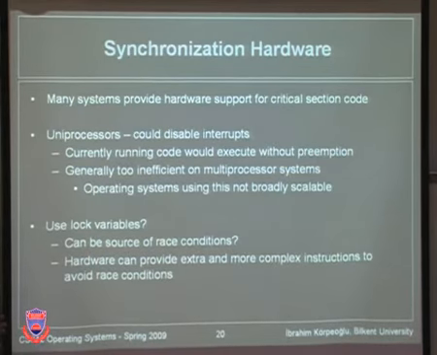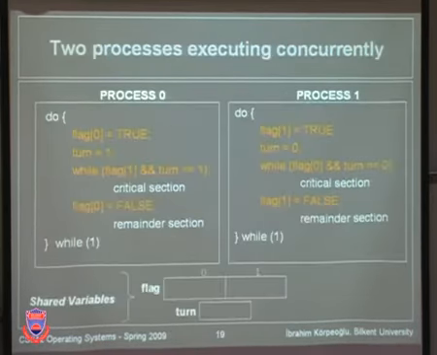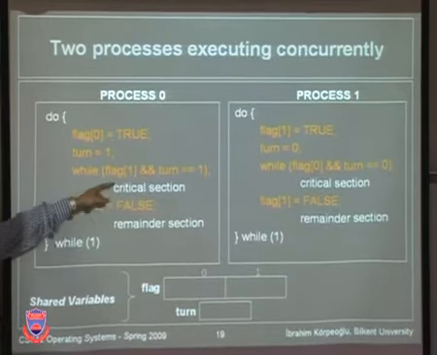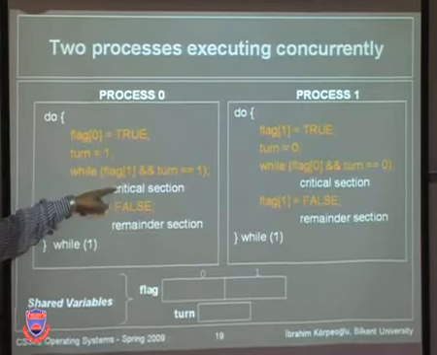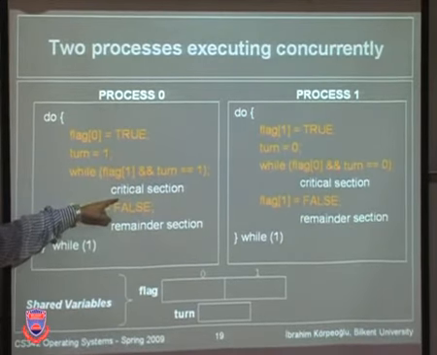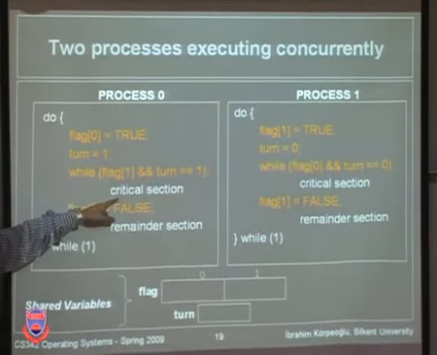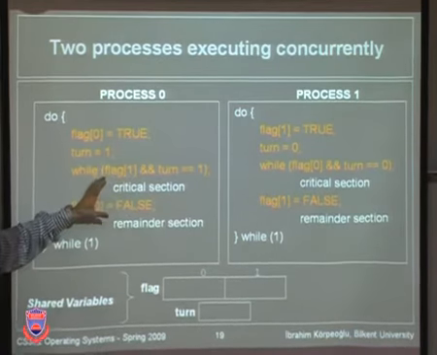In a uniprocessor environment, you can do that. If you have a single processor in your system, okay, then whenever you would like to enter the critical section, you can just disable the interrupts at this point and then enable the interrupts after the critical section. But this is not desirable. But assume you are allowed to do that.